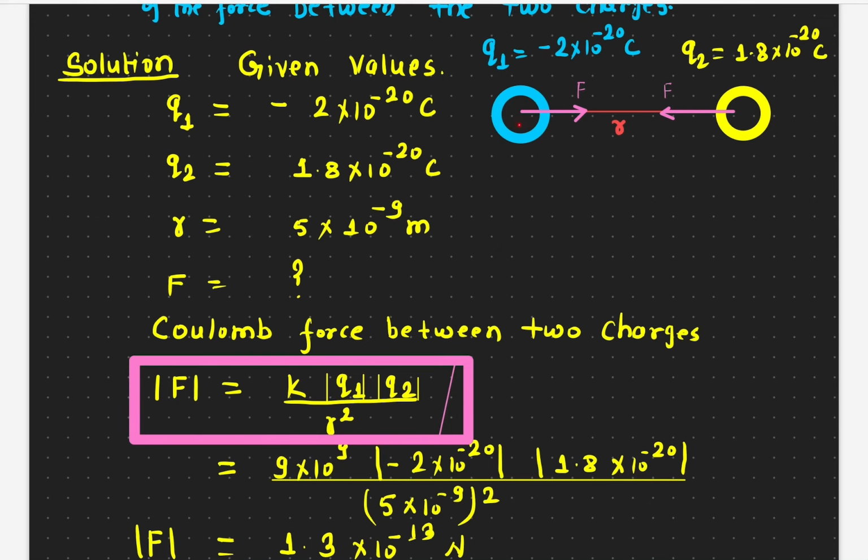All right. So Q2 attracts Q1 and Q1 attracts Q2. Although the magnitudes of the two charges are different, the force of attraction by Q1 on Q2 and by Q2 on Q1 will be exactly the same.